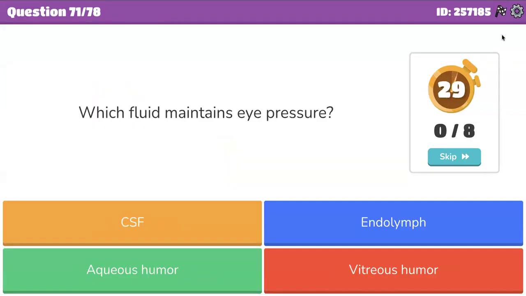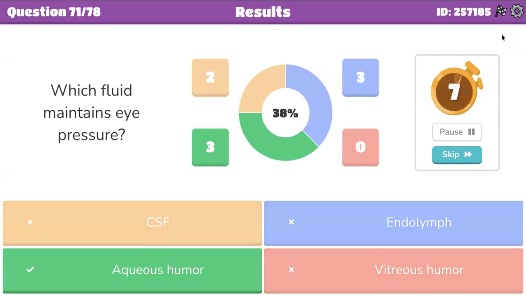Which fluid maintains eye pressure? That's why they check your eye pressure when you go see the eye doctor. So it's important you go to the eye doctor regularly because they could catch any imbalances. Yep, it's aqueous humor.